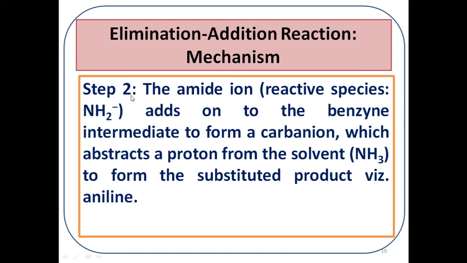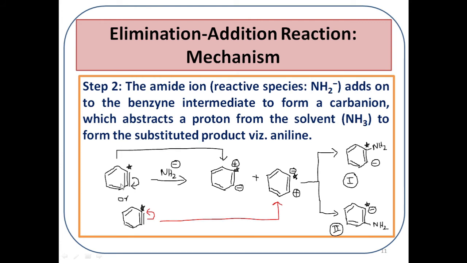That is, in step 2, the amide ion, that is a reactive species, will be added onto the benzyne intermediate to form a carbanion. This carbanion then abstracts a proton from the solvent, that is ammonia, to form the substituted product, namely aniline. This is the reaction. NH2 minus is the reactive species. It will be added to the benzyne intermediate as shown by the black arrow.